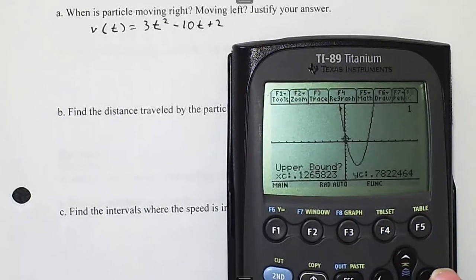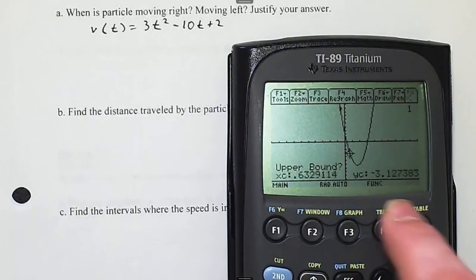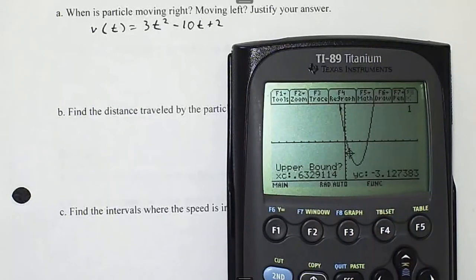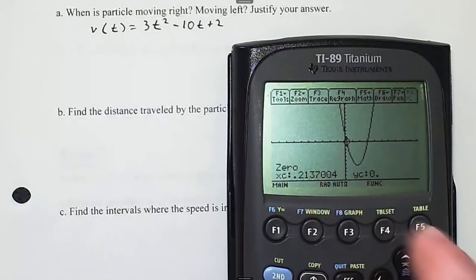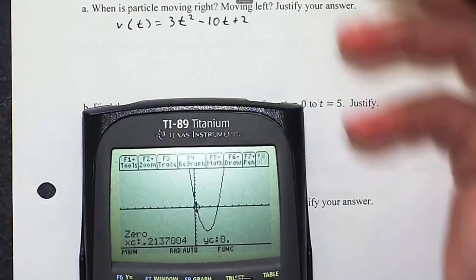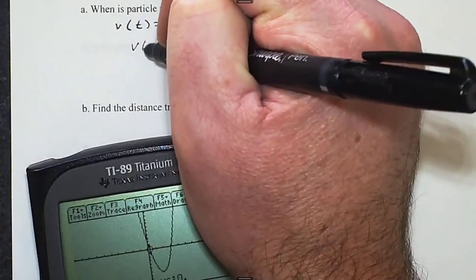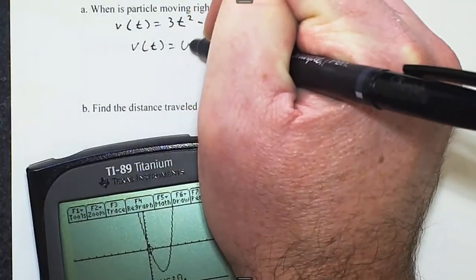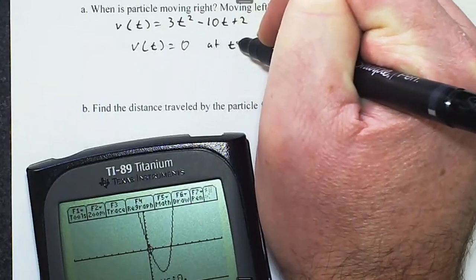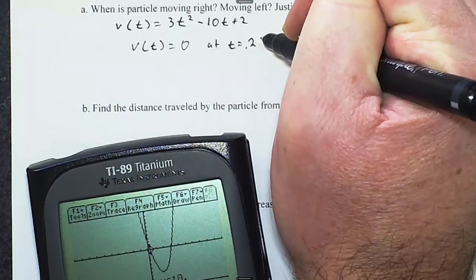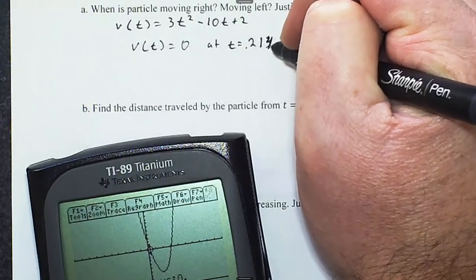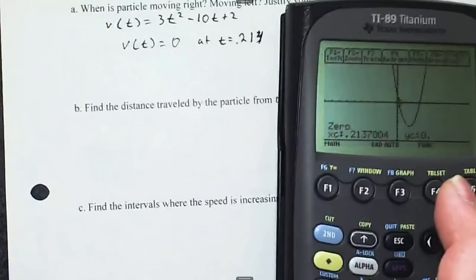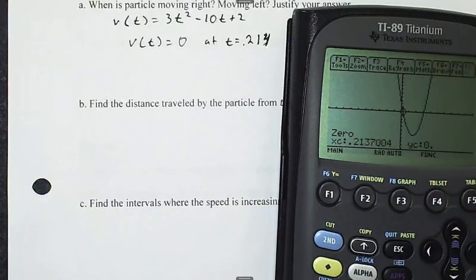And then for the upper bound, I'm pressing to the right until I see the y coordinates get negative. And press enter. It should highlight the one that it finds. That's the x coordinate I want. I'll simply document it like this: V of t equals 0 at t equals 0.214. Let's solve for the next 0.